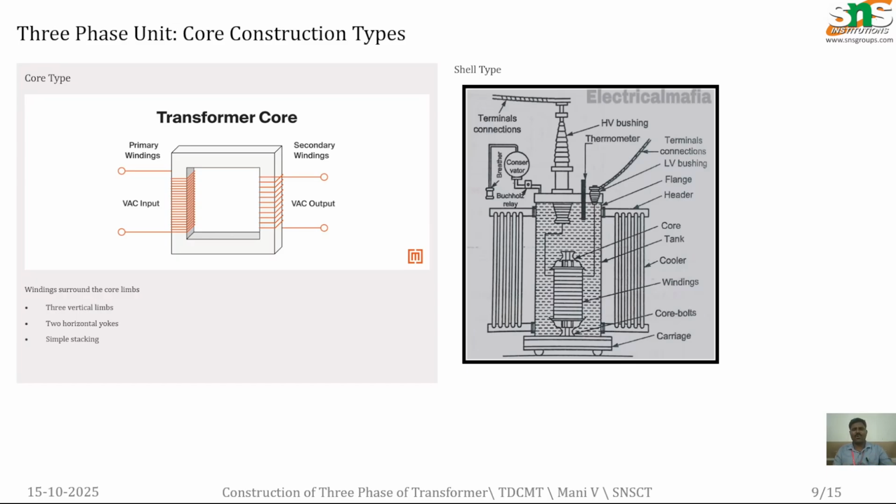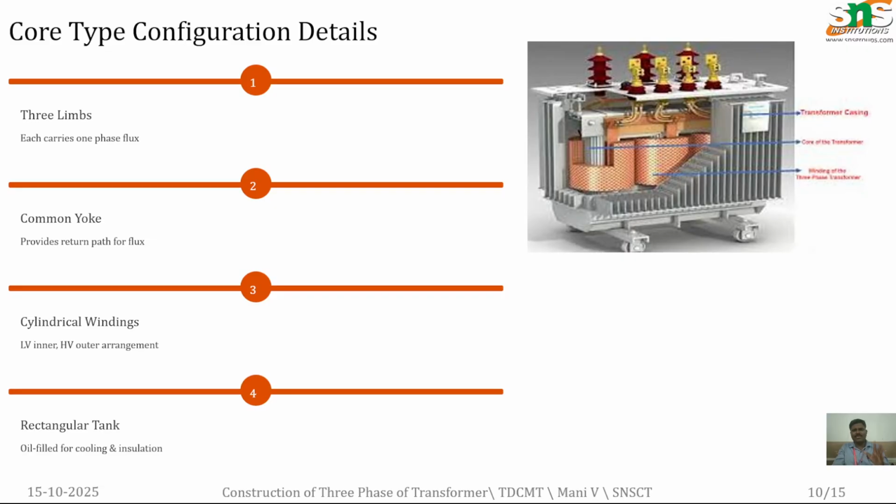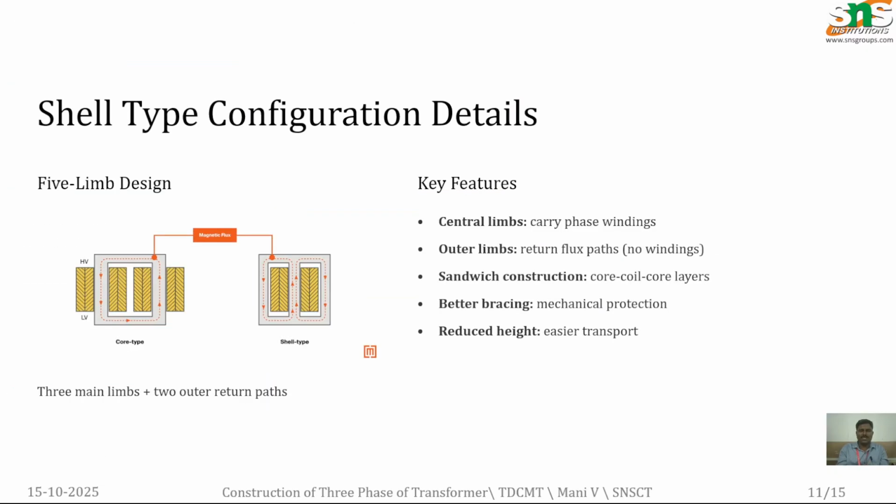We can use it as a core type, or we can use it as a shell type transformer. Here three limbs will be there, similar to the bank type. In each limb we are connecting the windings, which carry the fluxes, and the common yoke will be there, providing the return path for the flux linkages, along with the cylindrical winding. For the low voltage and higher voltage arrangement, the cylindrical winding can be arranged accordingly, and it will be in a rectangular tank filled with oil for cooling as well as insulation purposes. So this is a shell type transformer.